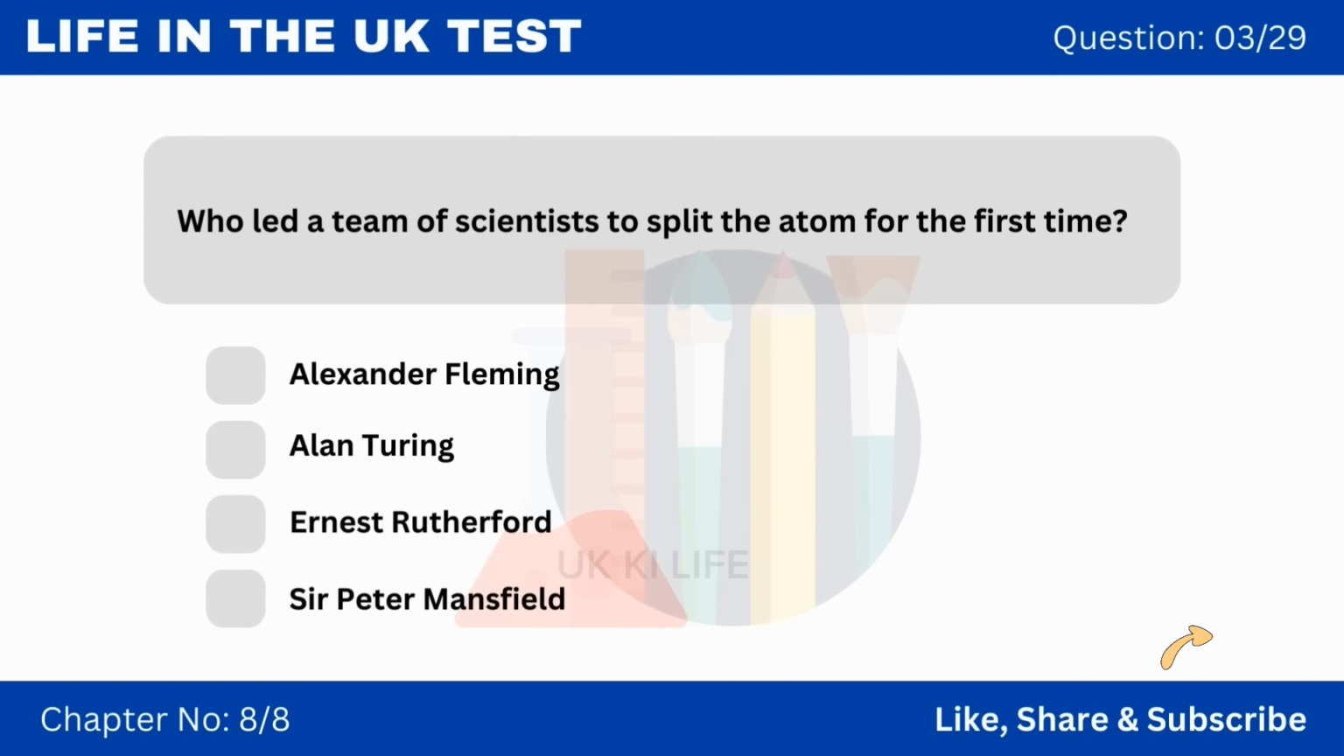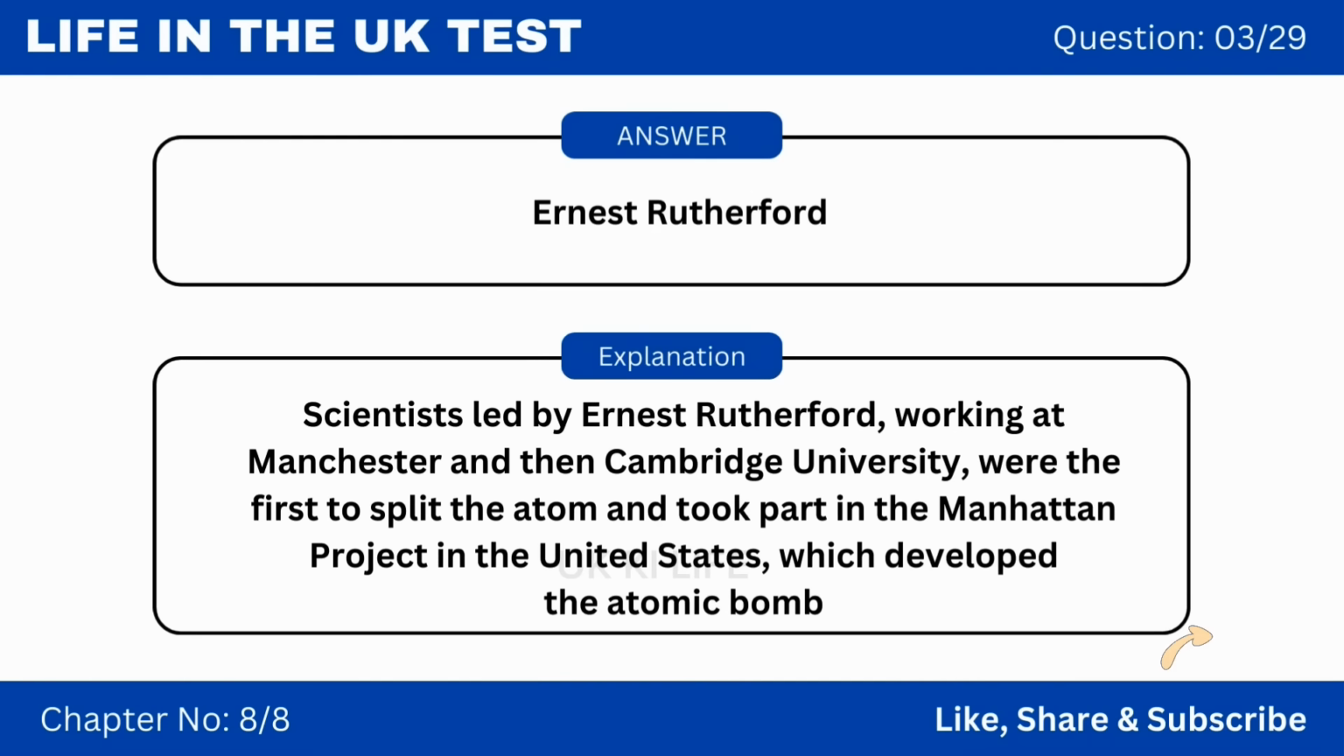The correct option is C. Explanation. Scientists led by Ernest Rutherford, working at Manchester and then Cambridge University, were the first to split the atom and took part in the Manhattan Project in the United States, which developed the atomic bomb.